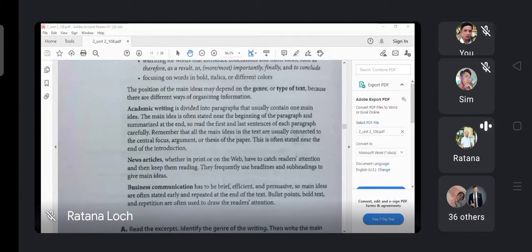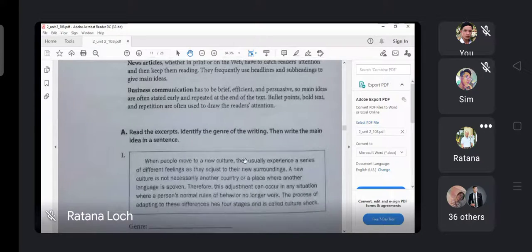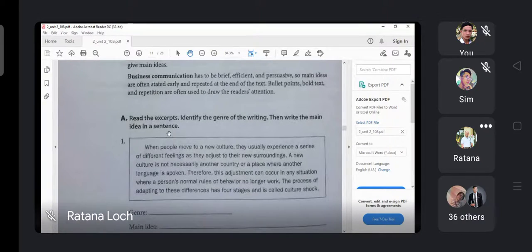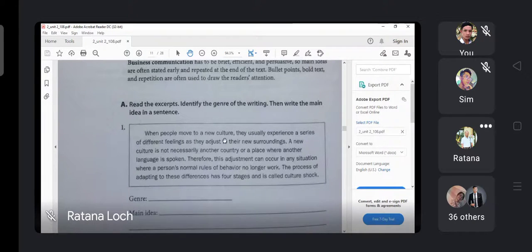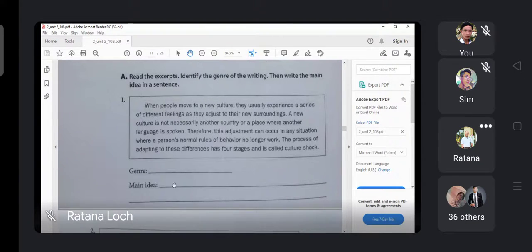So you look at here, A. We have read the essay; identify the genre of the writing, then write the main ideas in a sentence. It means you have to take the main ideas from this content and put them here.